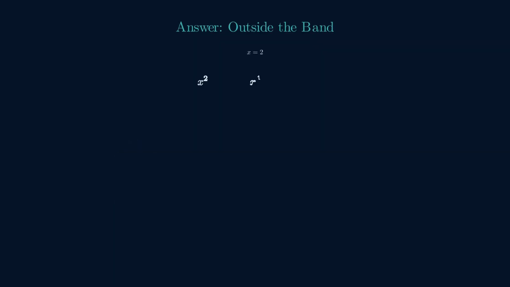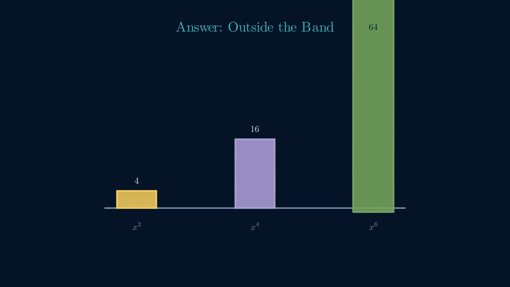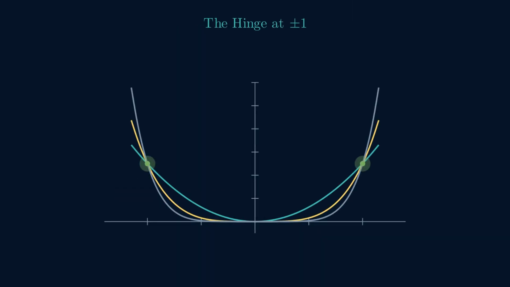Now x equals 2. 4, then 16, then 64. Multiplying by something bigger than 1 grows things, so higher powers grow faster and the order is the one your gut expected all along: x squared under x to the fourth under x to the sixth. Two cases, two opposite answers, and the switch happens at one precise place. Right at the boundary, everything ties.